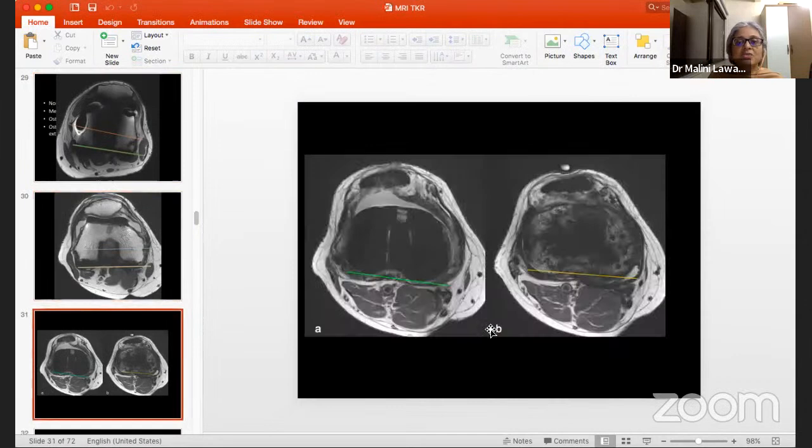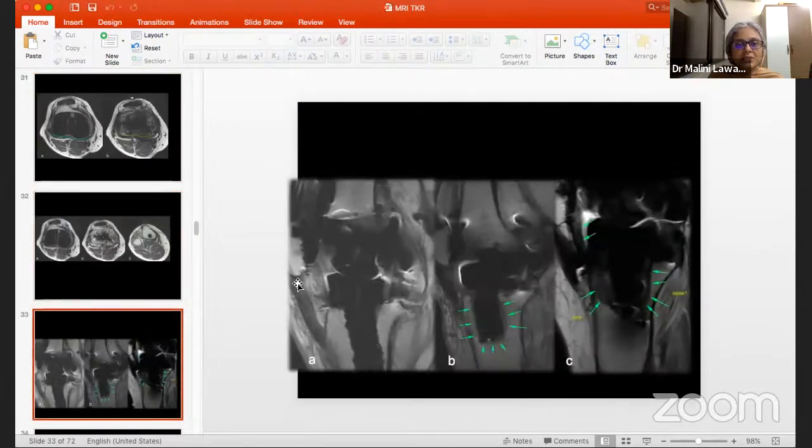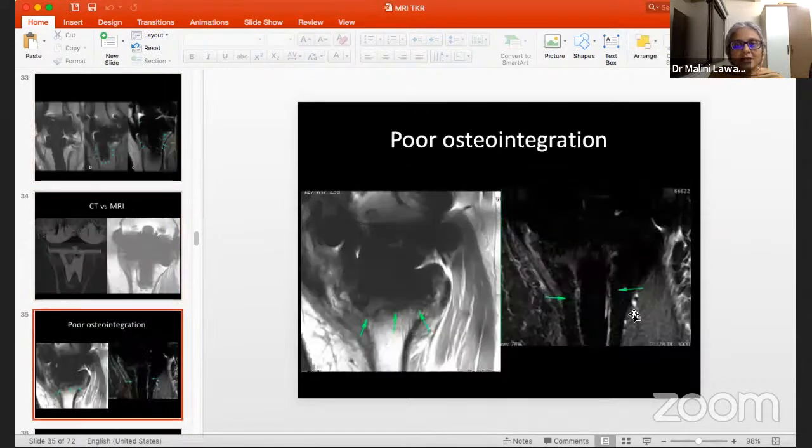And as I said, you can see all structures so well. You can see the patellar tendon, the quadriceps tendon very well. You can see any osteolysis area as well.